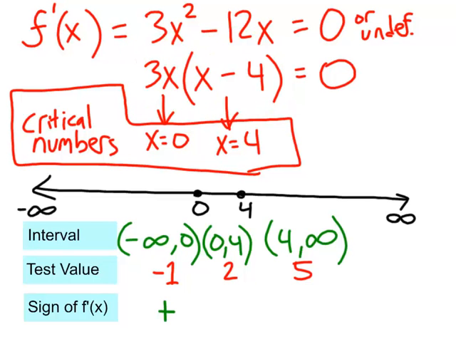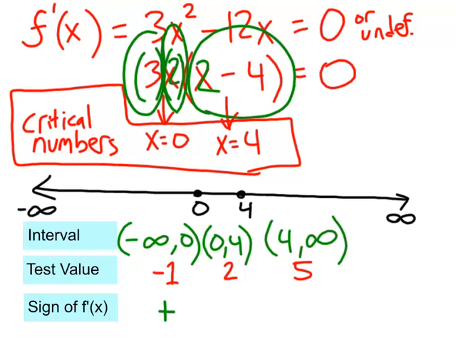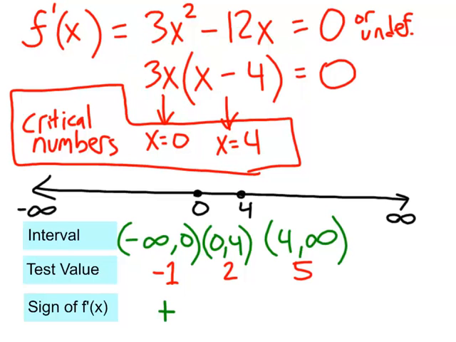Remember, I don't care about the actual value, the actual number. I only care about the sign of f prime. So let's plug in a number 2 there. So here is a 3 times positive 2 times 2 minus 4. That's going to be positive, positive times a negative number. Positive, positive, negative. That's going to be a negative result. And finally, plug in a 5 here. I'll get a positive number times a positive number times another positive number.